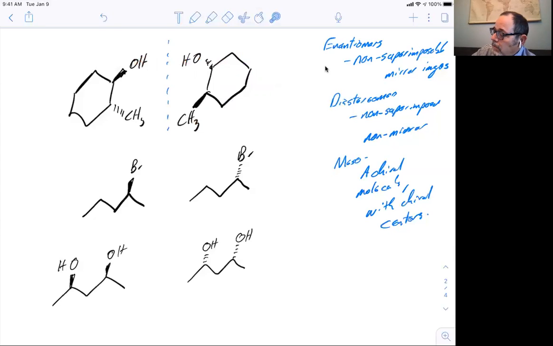Wait, can we? Yeah, I think it's superimposable, right? So this is actually the same molecule. Sorry, I didn't mean to do that. I'll draw you all another example.